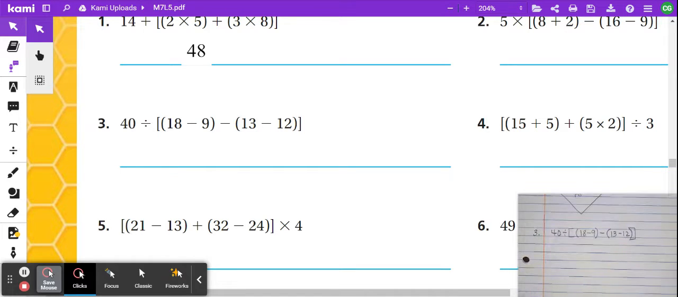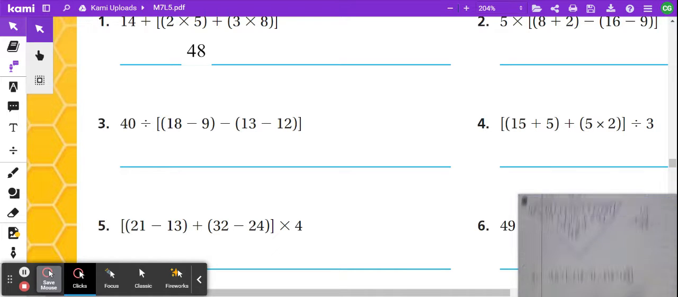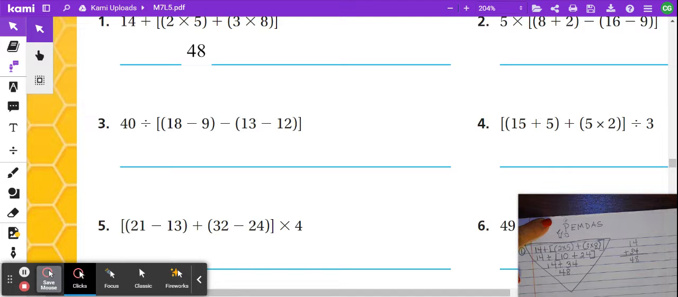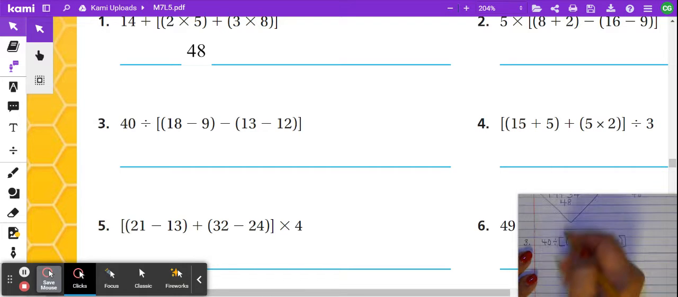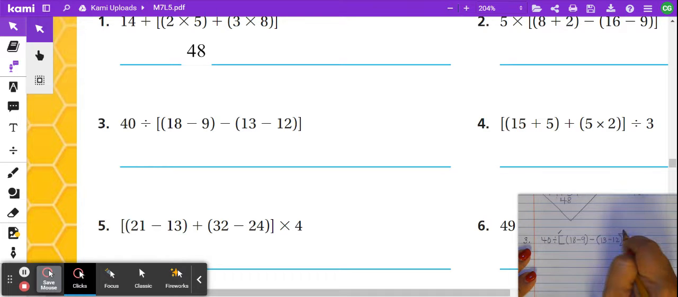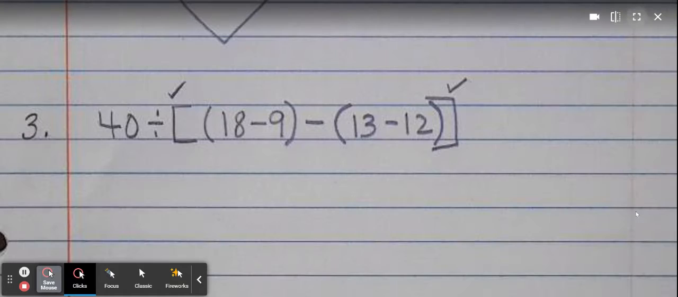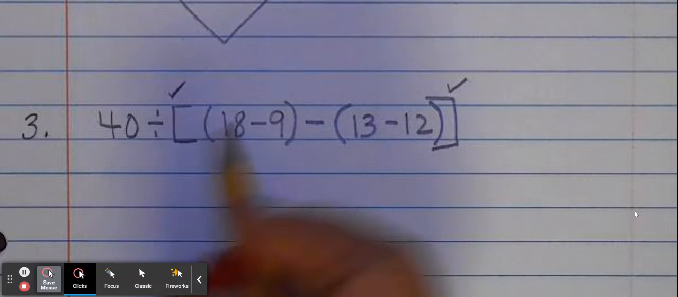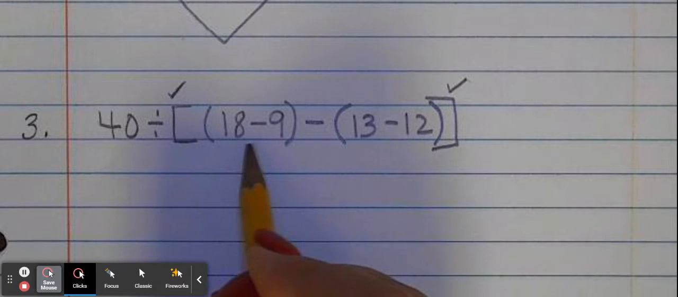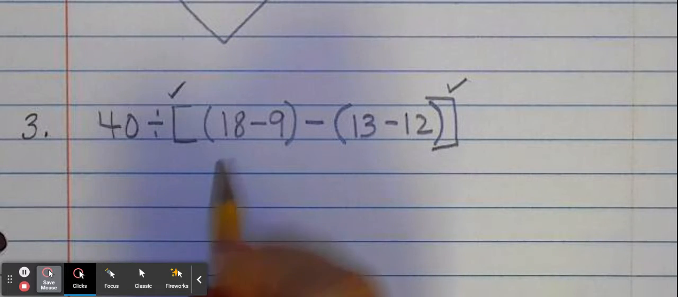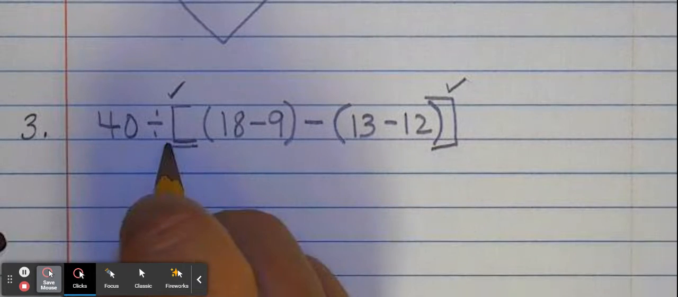Okay, now don't forget we have PEMDAS, right? And you had it on the top of your page that you wrote it. So the first thing you're going to do is see if there's any brackets. And I have my brackets here. So I'm going to go ahead and go back over and expand this out. Then I'm going to go into my parentheses. So what do I see first? I'm going to bring down my brackets.